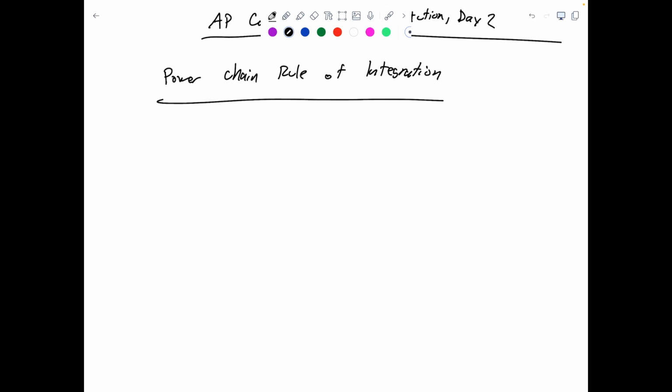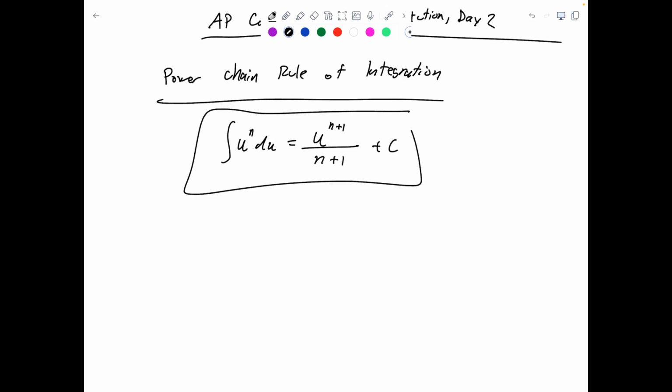The power chain rule is basically like the power rule. It says that the integral of u to the n du is equal to u to the n plus 1 over n plus 1, plus c. This is the same thing as 1 over n plus 1, parentheses, u to the n plus 1, plus c. Just remember that if the problem is given to you in terms of x or t or whatever variable, you finish your problem and resubstitute back into that.